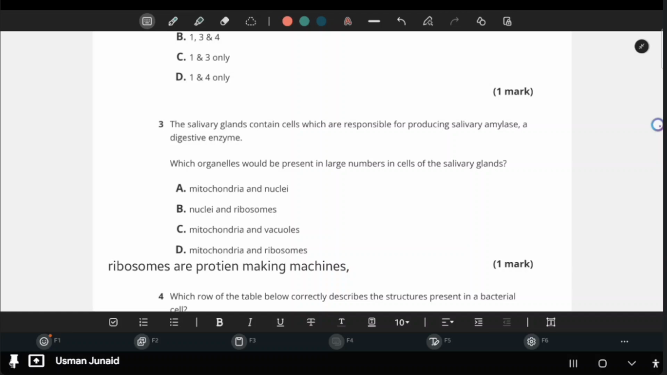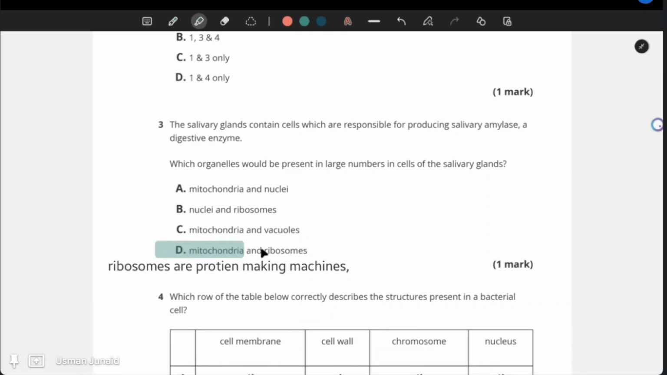Yes, sir. So is it option B? Which one? D. Right. Why is it D? Because ribosomes are required for the protein, which is enzyme, right? Enzymes are proteins, okay? So you definitely need ribosomes to make them. उसके बाद when you are making something, you need energy. So mitochondria. Make sense? Yes, sir.